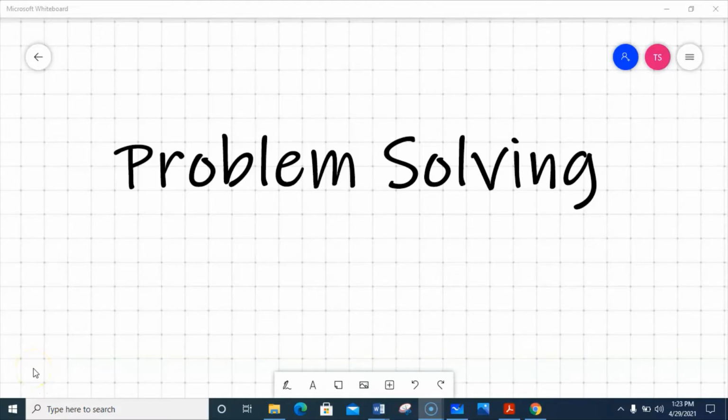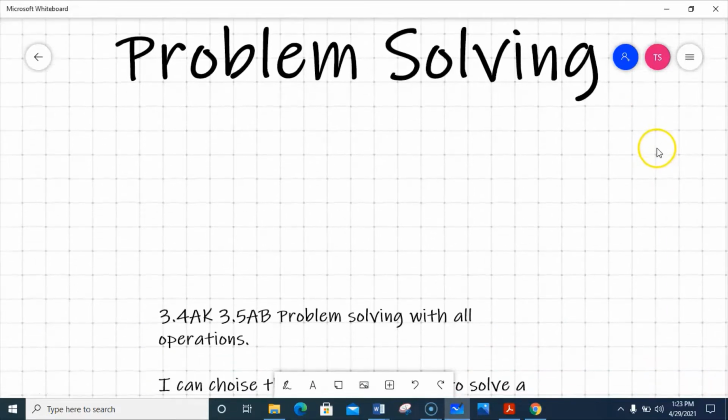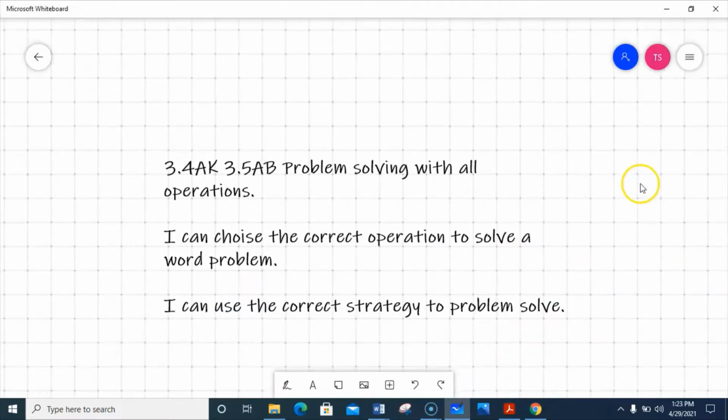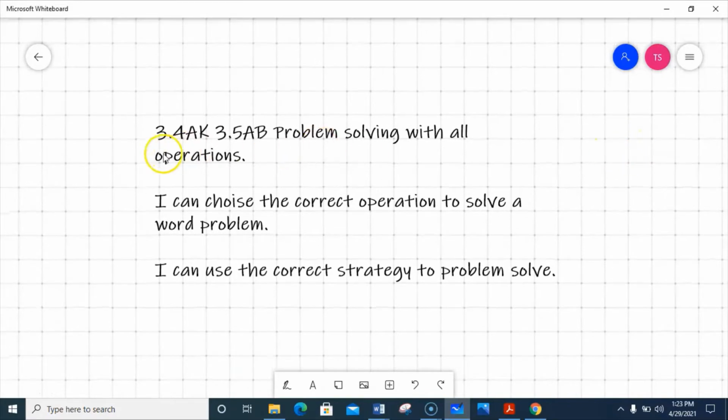We're going to be talking about problem solving today, and a wide variety of skills, really. We're going to be talking about 3.4A and K and 3.5A and B. That's problem solving with all operations, basically. The I can statements are: I can choose the correct operation to solve a word problem, and I can use the correct strategies to problem solve.